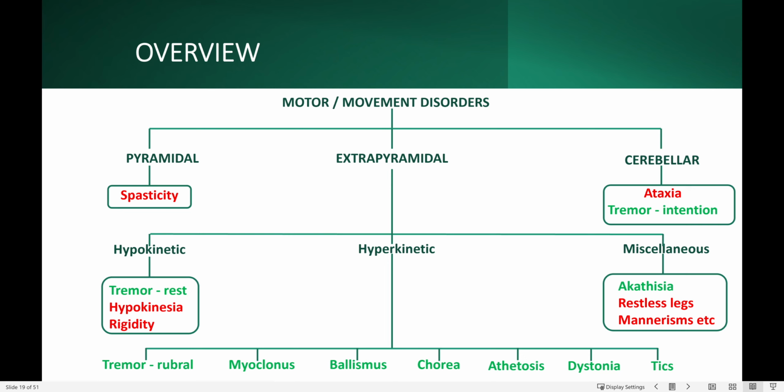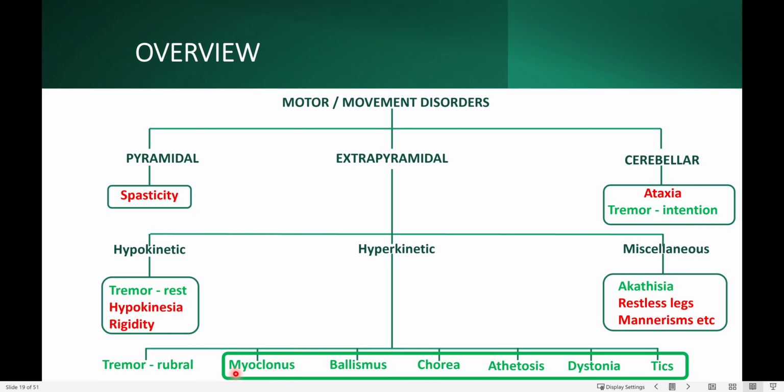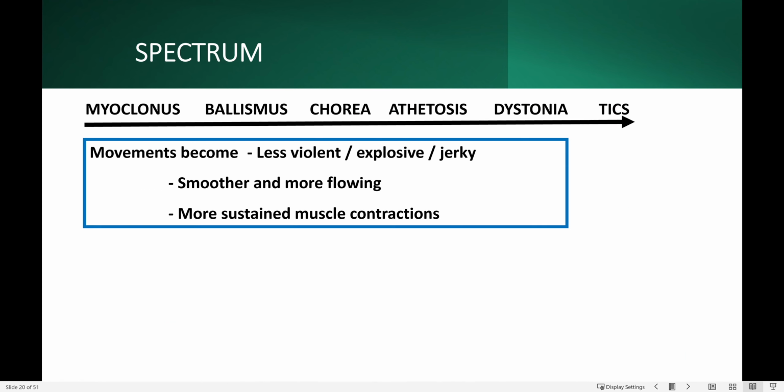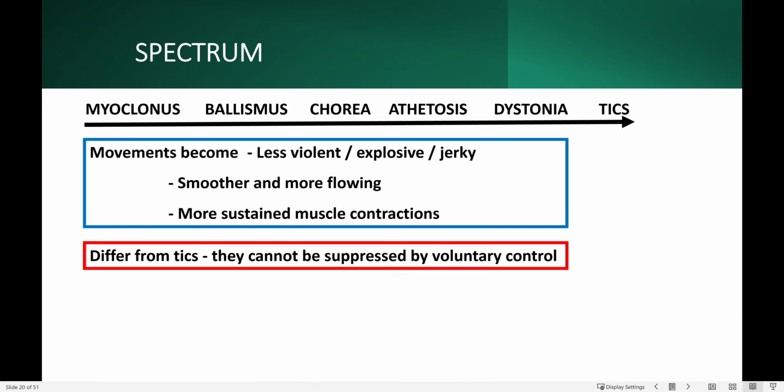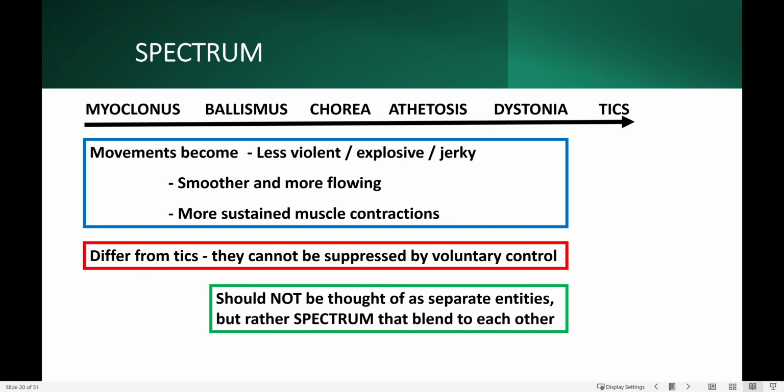So we've done the tremors. We'll come on to the hyperkinetic disorders extending from myoclonus, ballismus, chorea, athetosis, dystonia, and also tics. As you go from left to right, the movements become less violent and explosive and jerky into more smooth and flowing movements. By the time you come to dystonia, they're more sustained muscle contractions. The first 5 conditions on the left can be considered different from tics, in that tics can be suppressed by voluntary control for a short period, whereas these other conditions can't.